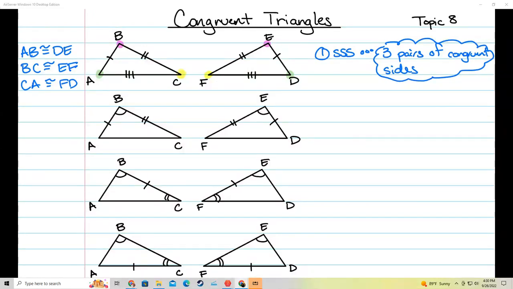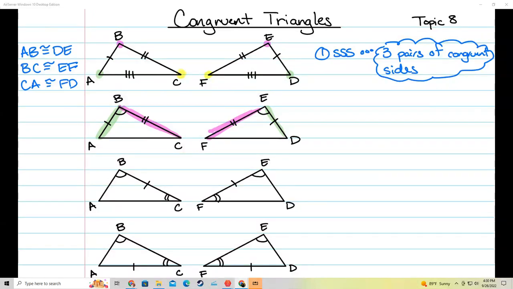I like to check off my sides first. So the first thing I notice is this side is congruent to this side. Okay, so that's one side. Awesome. Do I have another side? Yep, I have another side. This side is congruent to this side. So that's two sides so far that are congruent. And then when I try to look for that third side, like I did on the last one, I don't have it because there's no markings here. So I only have two sides that are congruent.